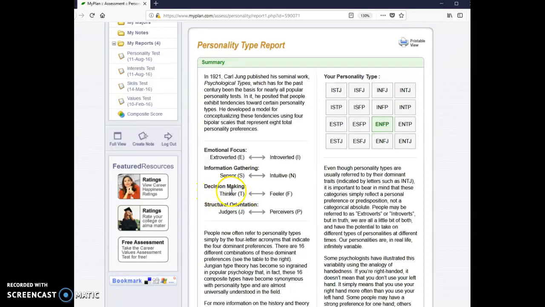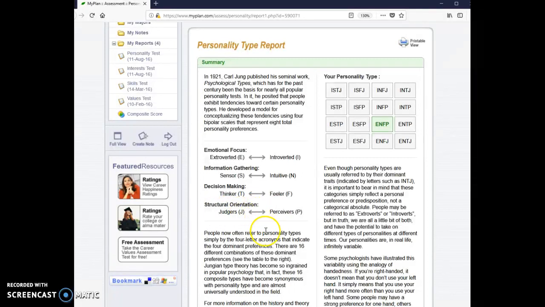The third criterion, decision-making, has the bipolars of thinking and feeling. This represents how a person processes information. Thinking means that a person makes a decision mainly through logic and objective data. Feeling means that as a rule, he or she will make a decision based on their own personal value system, really based on what they feel they should do.